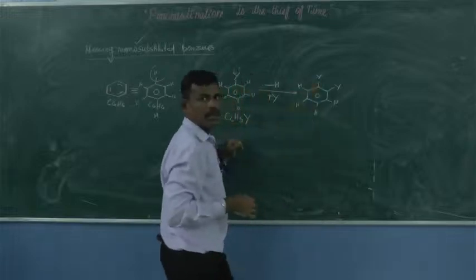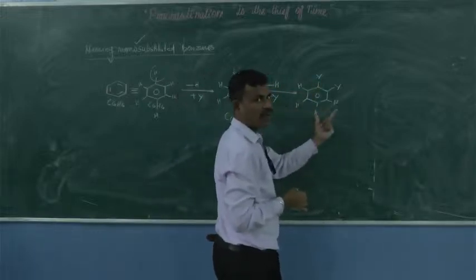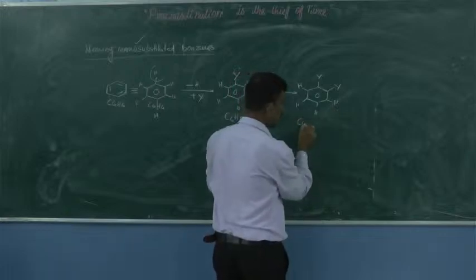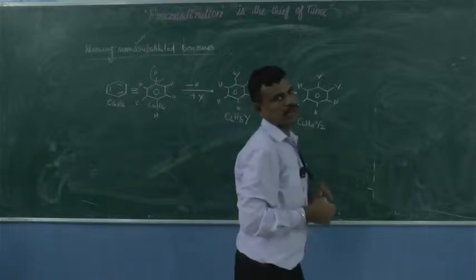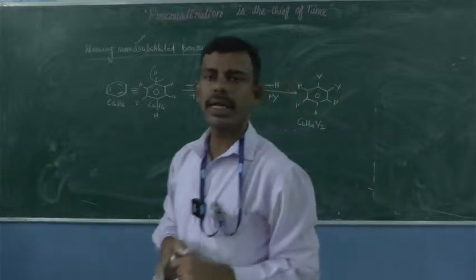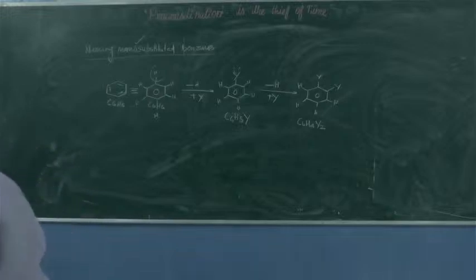Is it clear? அப்ப remaining எவ்வளவு hydrogens இருக்கு? Out of 6 ல எவ்வளவு இருக்கு? 4. அப்போ this is going to be C6H4. This is going to be Y2. So this is called di-substituted benzene. இது என்னது? Di. Suppose இன்னொரு hydrogen remove பண்ணா tri-substituted benzene. Is it clear? So on and so forth.